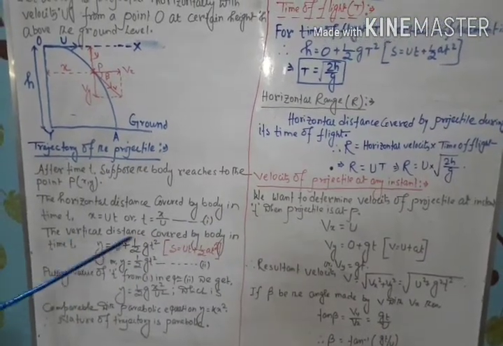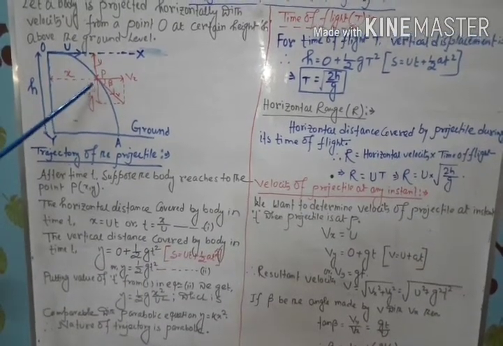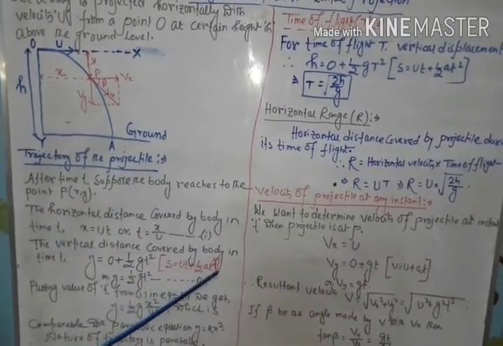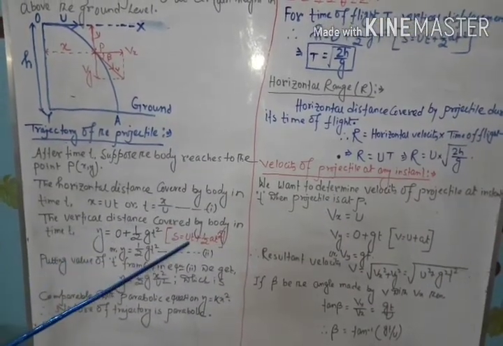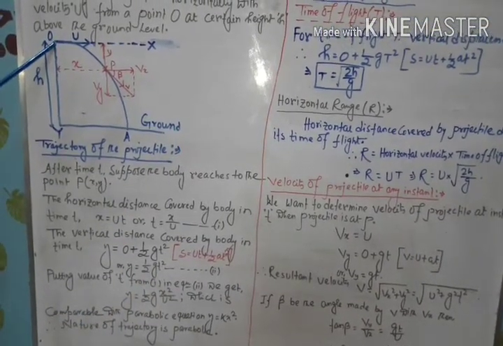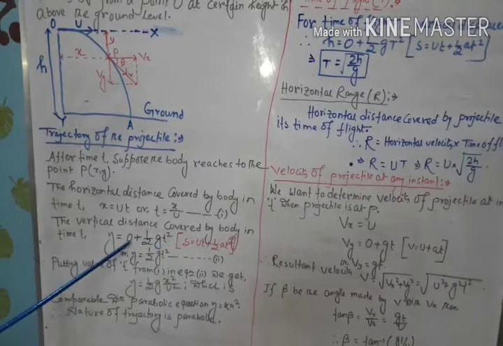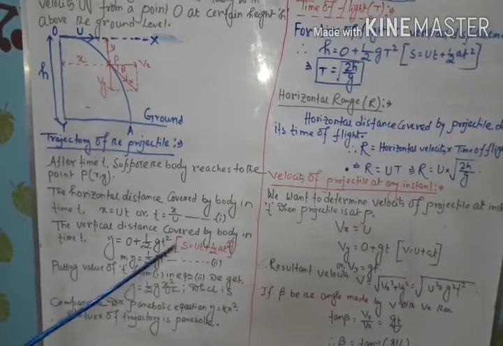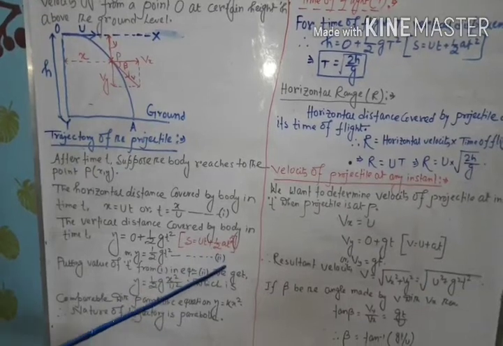Now the vertical distance covered by the body in time t is y. We derive the expression for y using the equation s equals ut plus half at square. So y equals u into t plus half a t square, where u is 0, because at the point of throwing there is no vertical component of the velocity. For the downward motion, a is replaced by g. So y equals half g t square. This is our equation number 2.